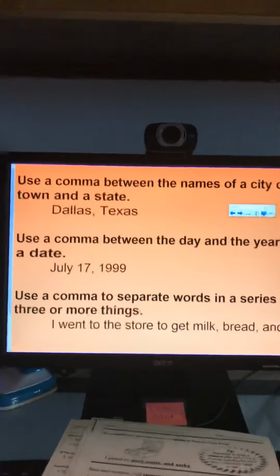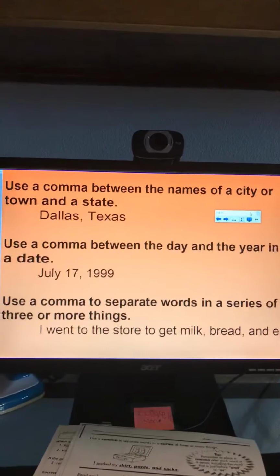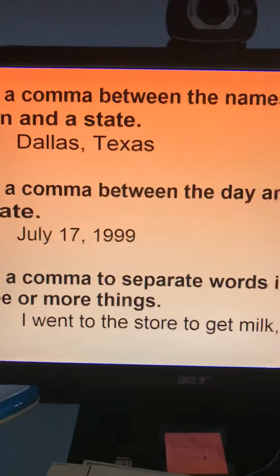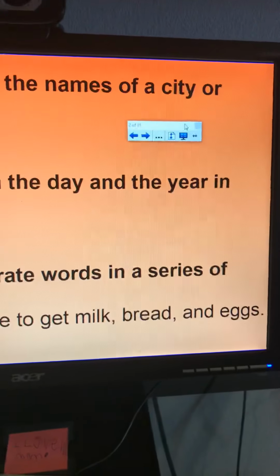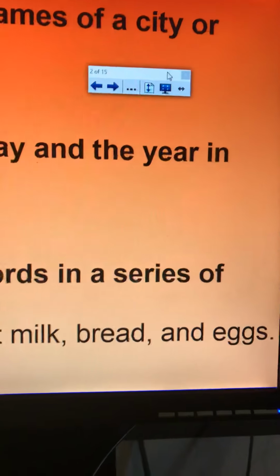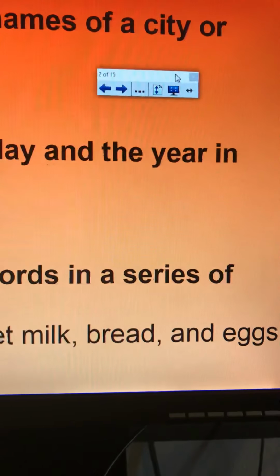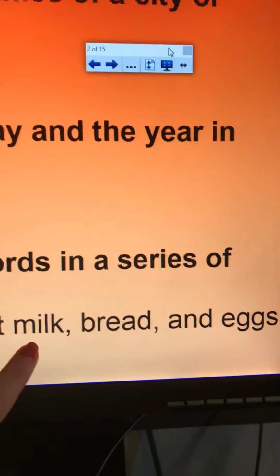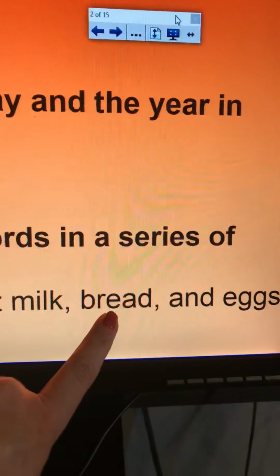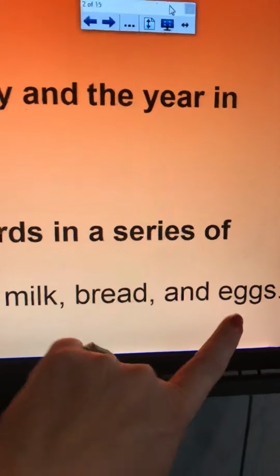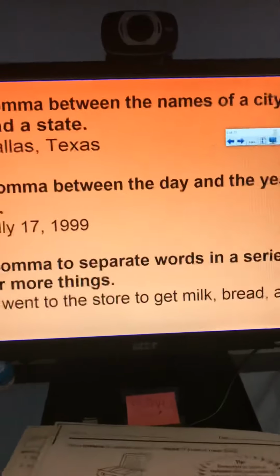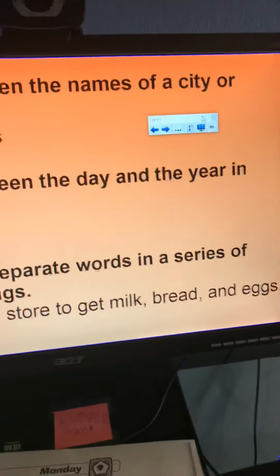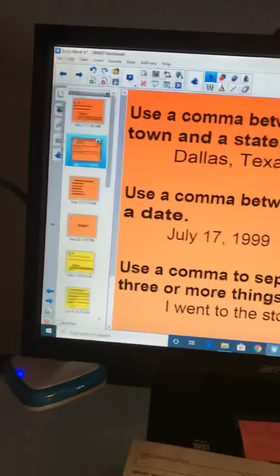The last one is to use a comma to separate words in a series of 3 or more things. Your example is, I went to the store to get milk, bread, and eggs. These milk, bread, and eggs are the words in a series. There are 3 things, so we use a comma to separate them. We have milk, that's thing number 1, comma. Here's thing number 2, bread, comma. And then our last one is and eggs. So you use it to separate words in a series of 3 or more things. Your worksheet looks like this.